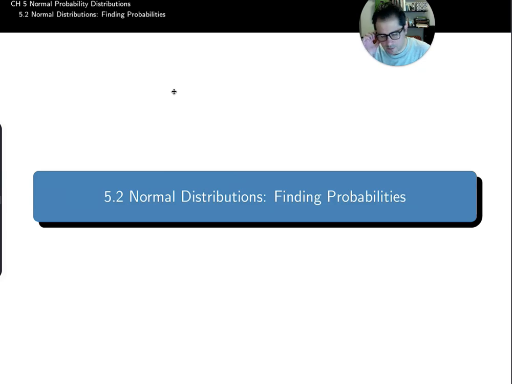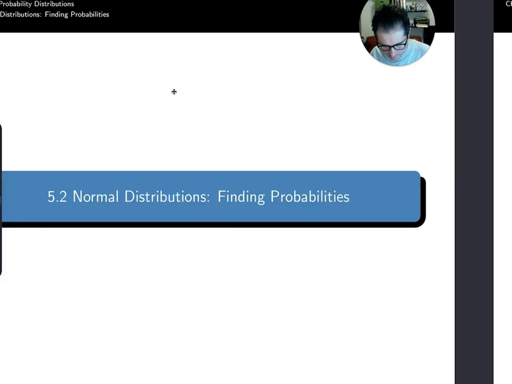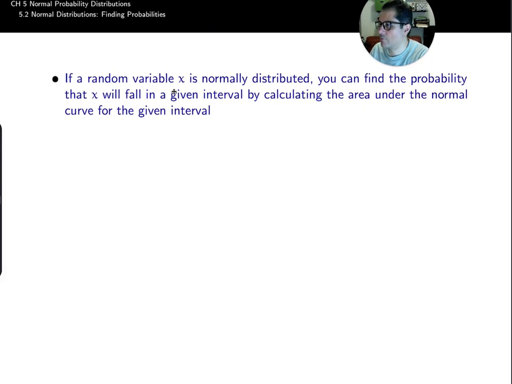Okay, we'll start talking about section 5.2 about normal distributions and finding probabilities using normal distributions. So we know from what we said before that if a random variable x follows a normal distribution, or is normally distributed, we're going to find the probability that x will fall in a given interval. It's not that the value of x is equal to something; it falls within an interval. The way to do that is by finding the area under the normal curve for that given interval.